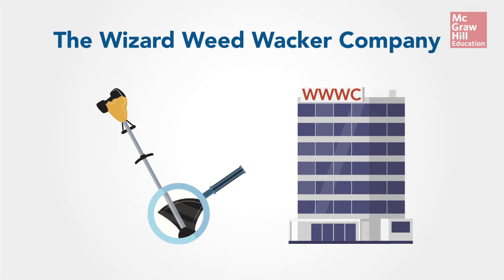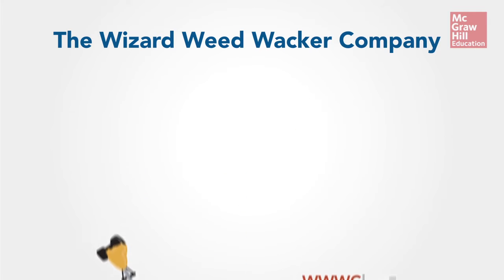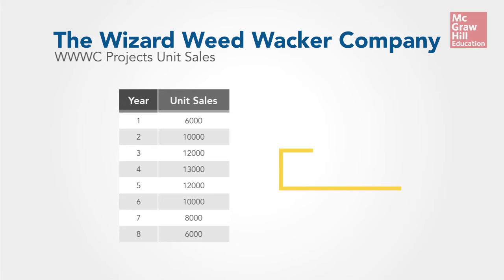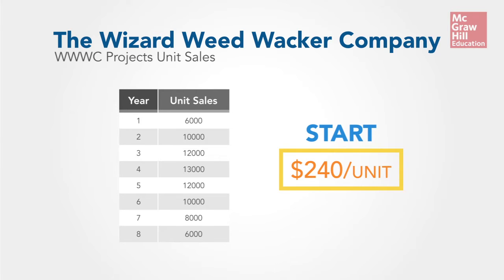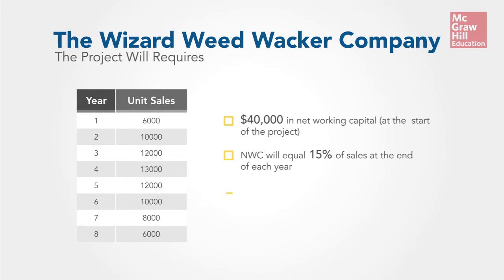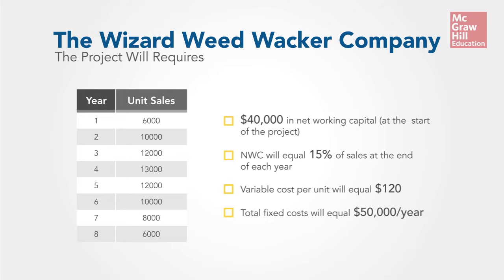Based on exploratory conversations with buyers for large garden shops, WWWC projects unit sales as follows. In addition, the new weed whackers will sell for $240 per unit to start. After 3 years, WWWC anticipates that the price will drop to $220. The project will require $40,000 in net working capital at the start of the project. NWC will equal 15% of sales at the end of each year. Variable cost per unit will equal $120. Total fixed costs will equal $50,000 per year.